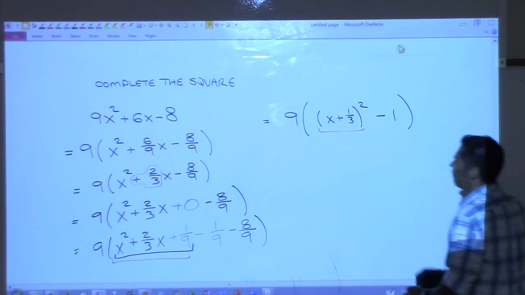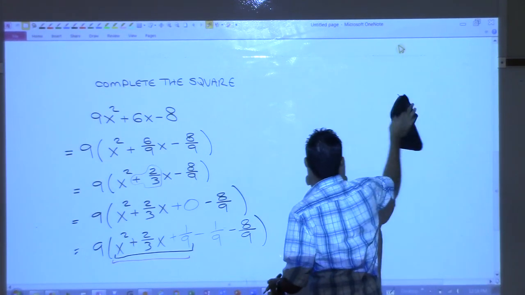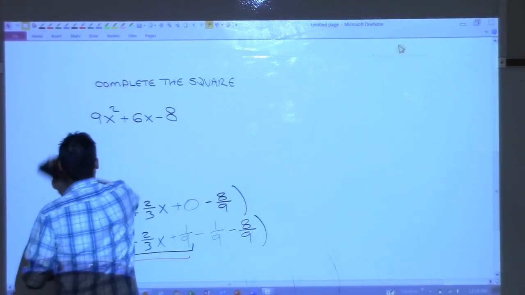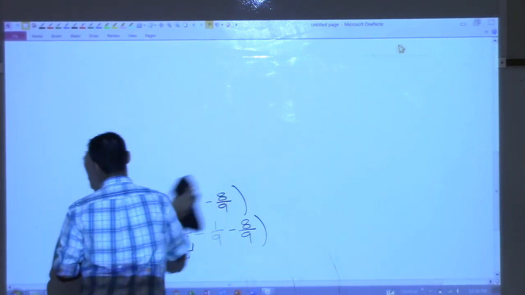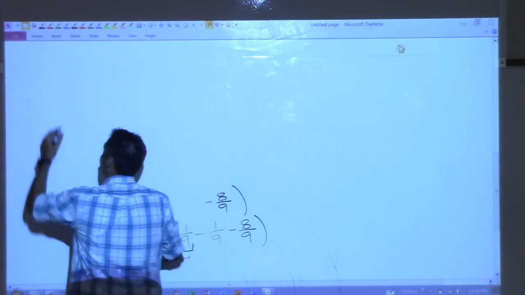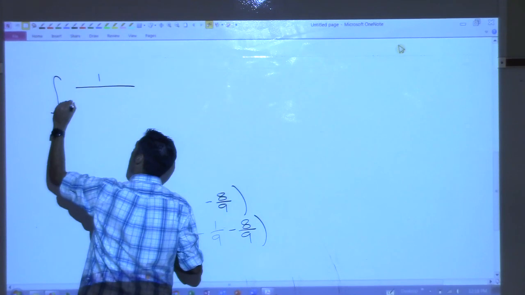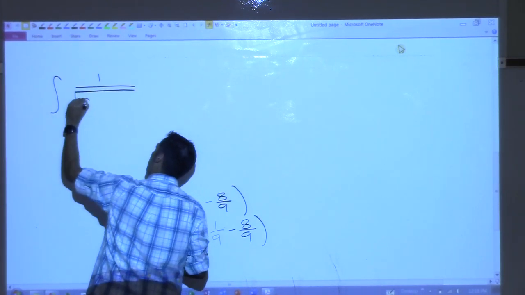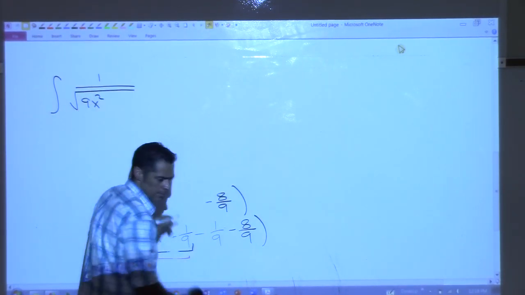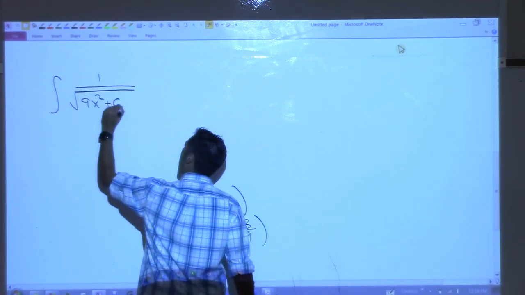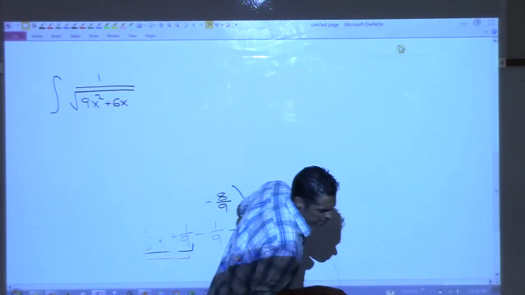Okay, so the problem we're going to do now is we are going to take the integral of 1 over the square root of 9x squared plus 6x minus 8.